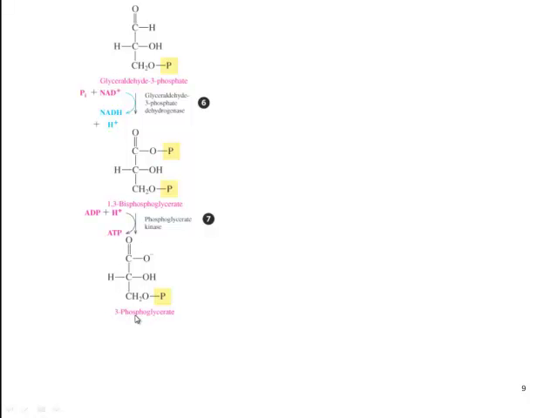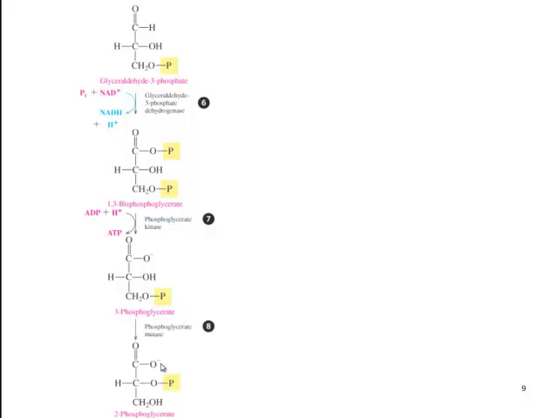That's going to give us 3-phosphoglycerate. So we've lost the phosphate at 1, and therefore no longer need the bis nor the 1, but we continue to be phosphorylated at the OH on carbon 3. So 3-phosphoglycerate is the name here.